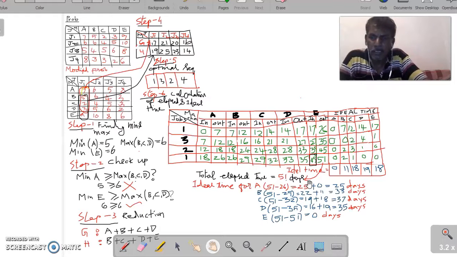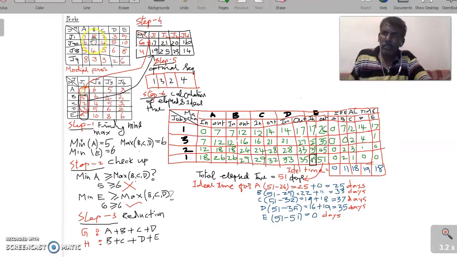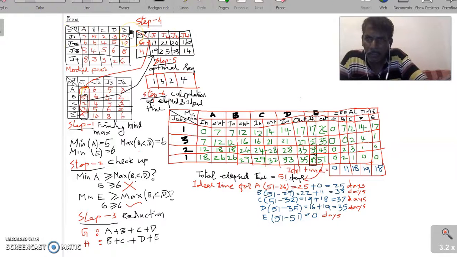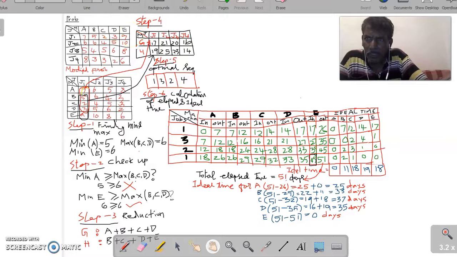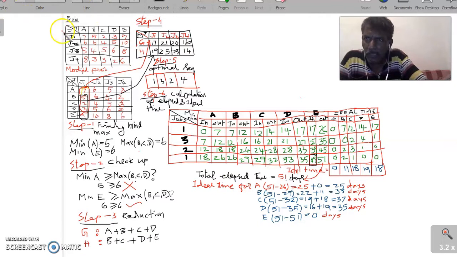This is an n by m problem. I mean, there are n jobs, and wait, I will take the indicator there. Then I close there. Yeah, see here, there are A, B, C, D, E. There are n machines, and 4 jobs.